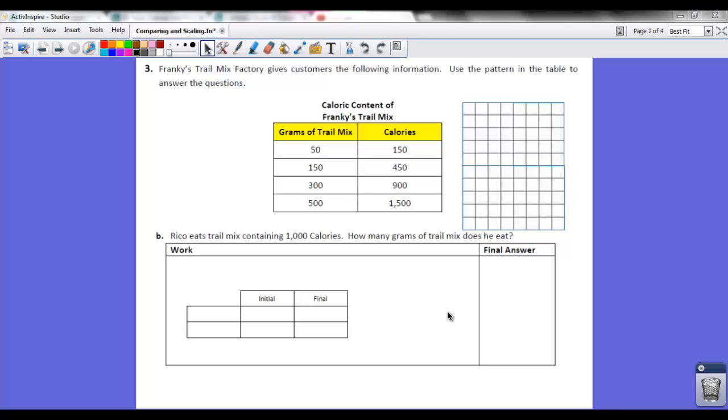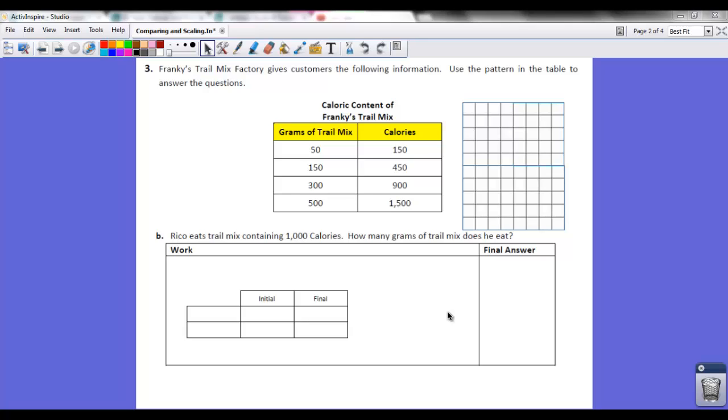Today we are going to be... As always, you need to read the problem first and then determine what they're asking for. So let's go ahead and do that. Like always, it says Frankie's trail mix factory gives customers the following information. Use the pattern in the table to answer the questions. Part A. Fiona eats 75 grams of trail mix. How many calories does she eat?